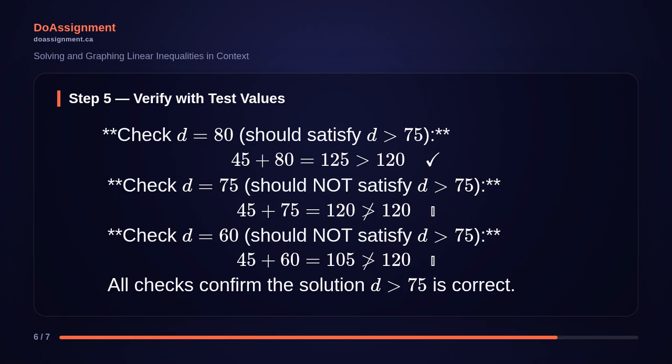Plugging in D equals 60, 45 plus 60 equals 105, which is also not greater than 120. This fails too. All three checks confirm that D greater than 75 is the correct solution.